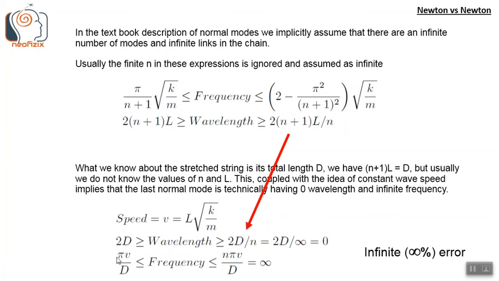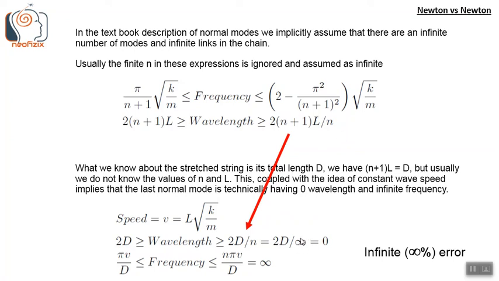So pi v by d is the lowest frequency value, and therefore the last mode will have n into pi into v by d. So n we replace by infinity, so it becomes practically infinity times pi v by d, which is infinity. So this basically means that there is an infinite percent error at the highest frequency modes. In fact, putting this infinity here is an abuse of the concept of infinity.